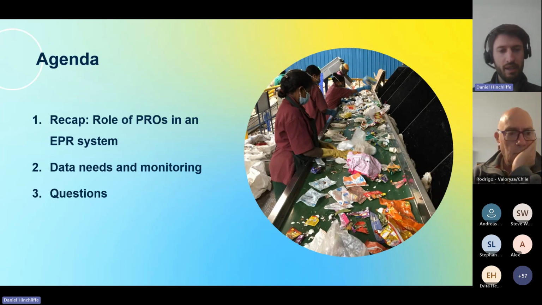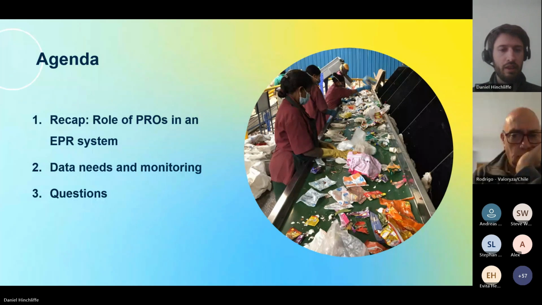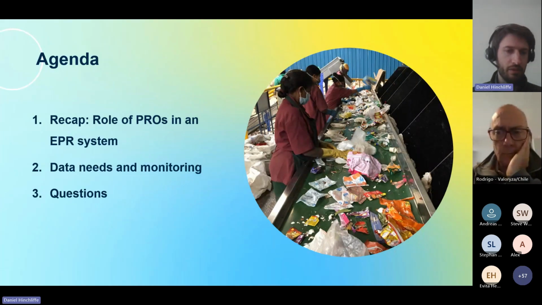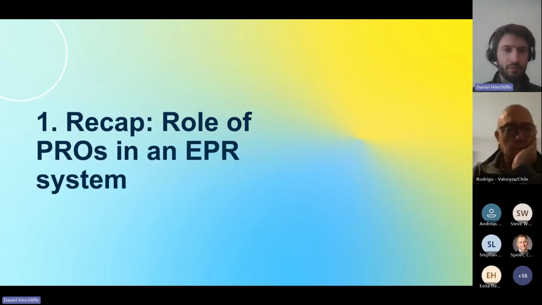The second part will be going much more in depth on the needs relating to data and monitoring. And then finally, we have some questions which were put to us at the global launch event for the Global Action Partnership for EPR. We'll go through some of these questions in the third part before we go into the discussion with everybody in the call.